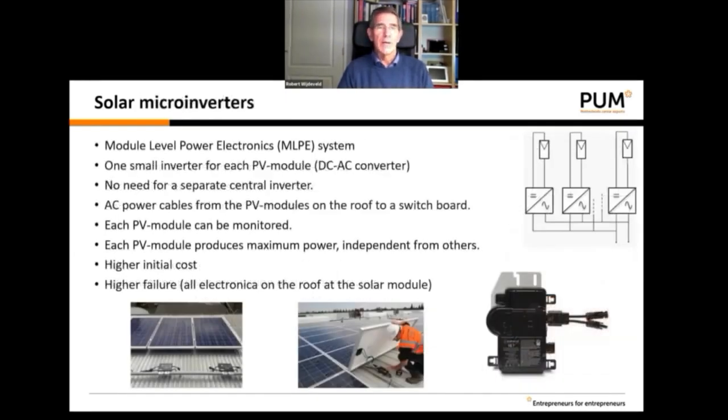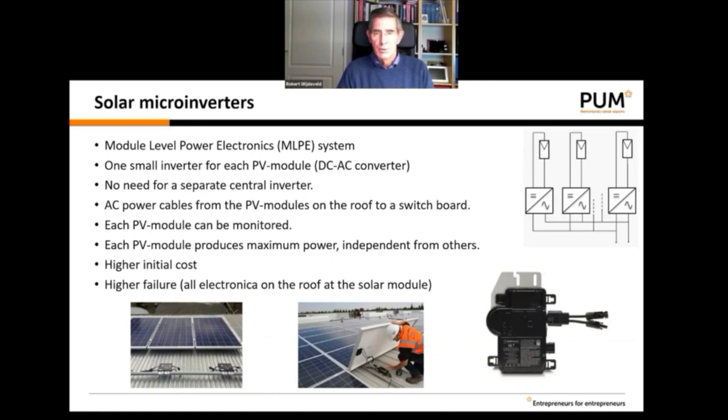We have also solar microinverters. This is basically a small inverter for each panel. Each solar panel has its own inverter. That means you don't need a separate central inverter. So out of the solar panel, if you connect a microinverter to it, the output is directly AC power. So you have AC power directly on the roof.